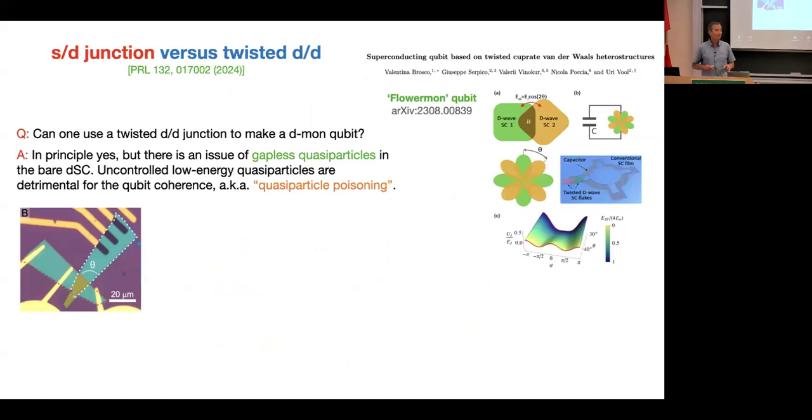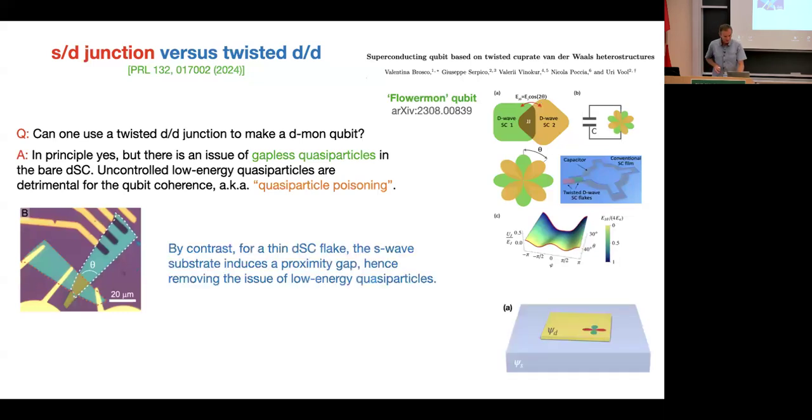Let me point out that in parallel with our paper, and this is my last slide, a group in Europe proposed what they call flower-mon qubit, where they go back basically to twisted D-wave flake geometry. It has very similar properties. This is actually a combination of experimental theory paper, and this group, as I learned later, actually now have funding and are working on this in their lab.